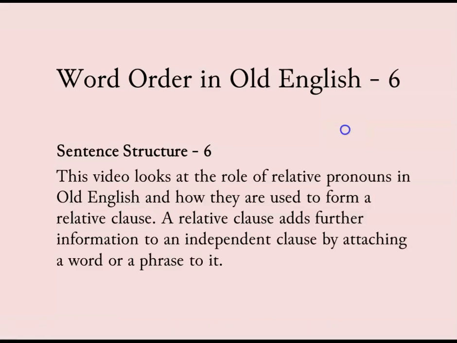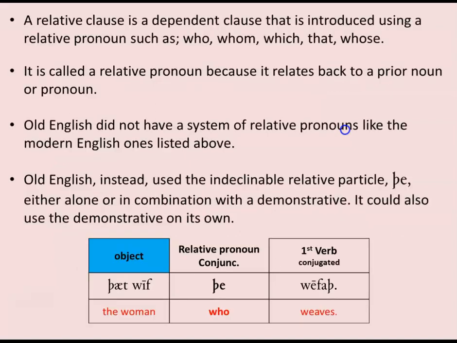This video looks at the role of relative pronouns in Old English and how they are used to form a relative clause. A relative clause adds further information to an independent clause by attaching a word or a phrase to it. Now, a relative clause is a dependent clause that is introduced using a relative pronoun such as who, whom, which, that, whose.